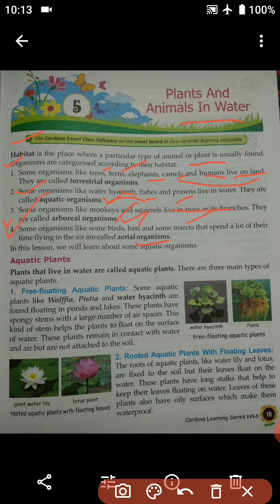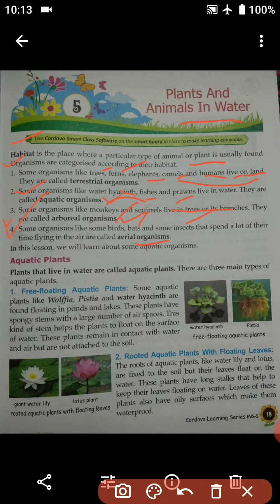Okay. So, basically students, there are 4 different types of organisms categorized according to their habitat. They are terrestrial organisms, aquatic organisms, arboreal organisms and aerial organisms. So terrestrial means living on land. Aquatic means living in water. Arboreal means living in a tree or its branches. And aerial means living in the air, I mean flying in the air. Okay. So I hope it's clear to you till here.